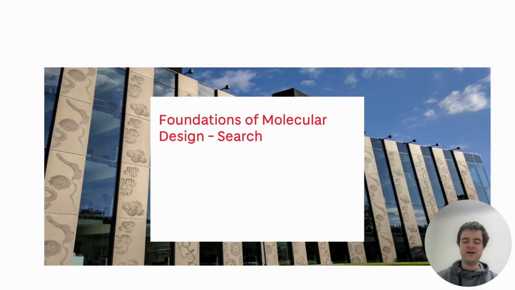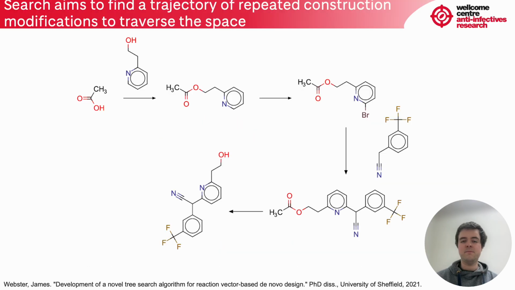We're now on to the final part of this mini lecture, and it's on molecular search. So search is all about how do we find the molecules that we want, how do we traverse the chemical space. To begin with, I think it's important to define what search means, and often search is described as trying to find a trajectory, a series of repeated construction modifications to move from a starting molecule to a final goal molecule, applying multiple transformations sequentially.